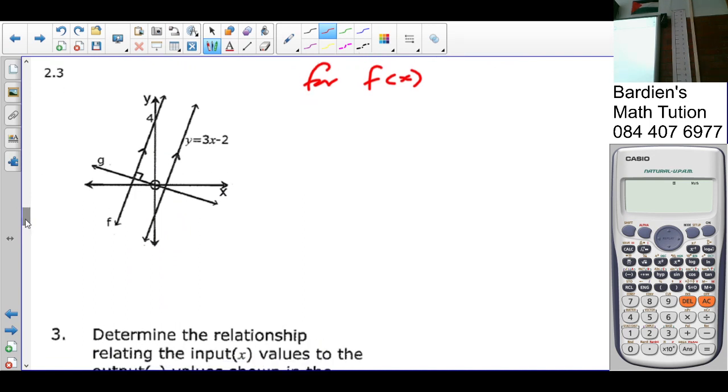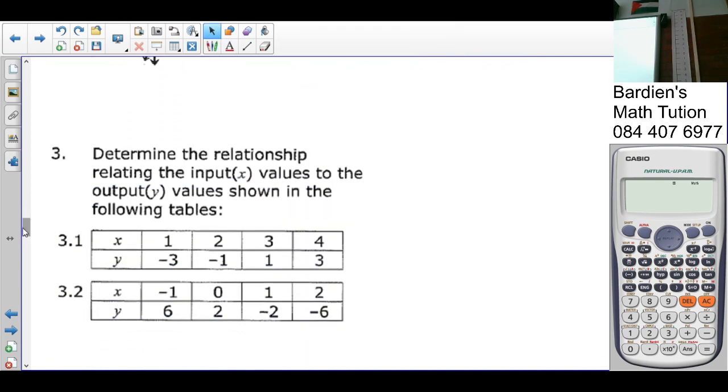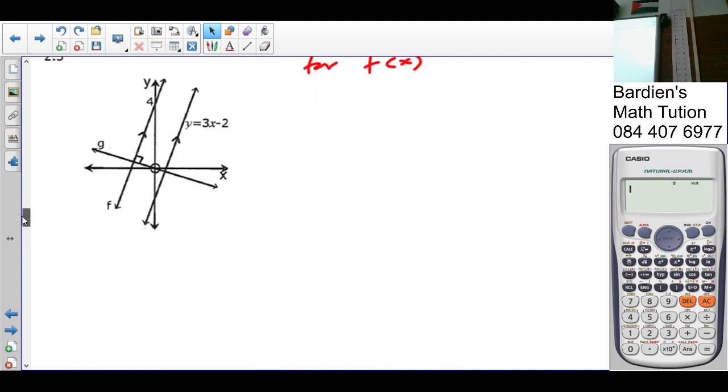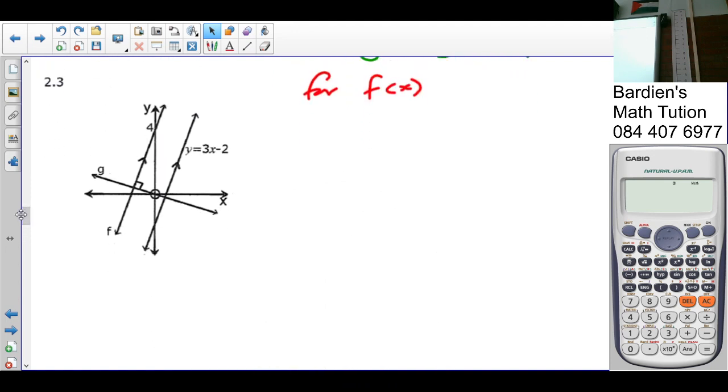For f of x, okay. F of x is the graph going through here. It's going through 4. So I know that, what do we know at this point about f of x? There's a c value of 4. Not so? Why? Your y-intercept. But what else? We don't have another point on this graph. We can see it's perpendicular to g, but there's nothing on g either. Not so?